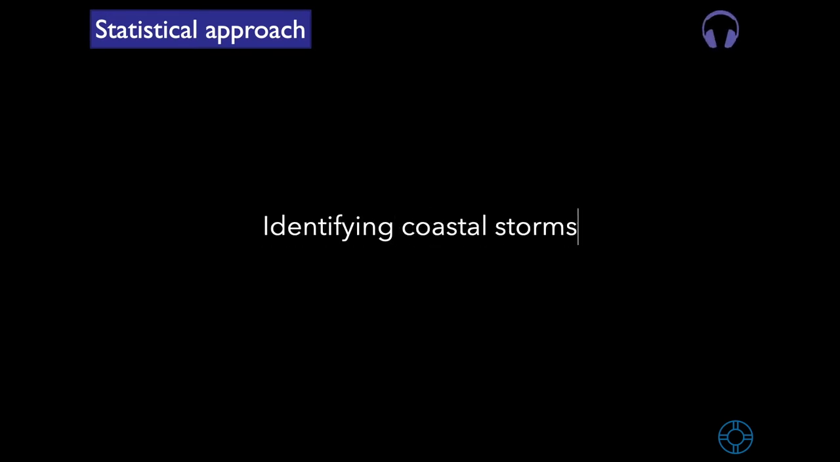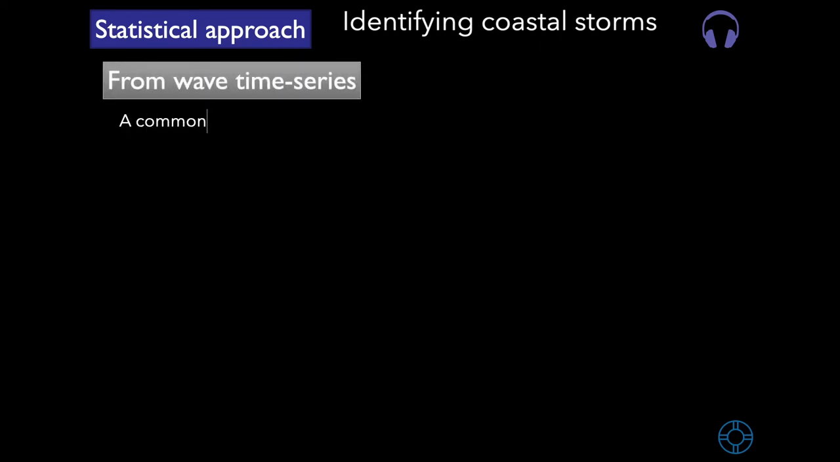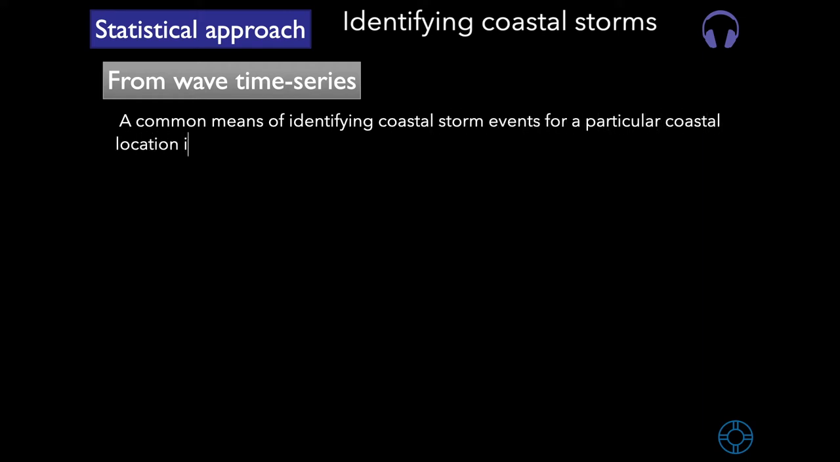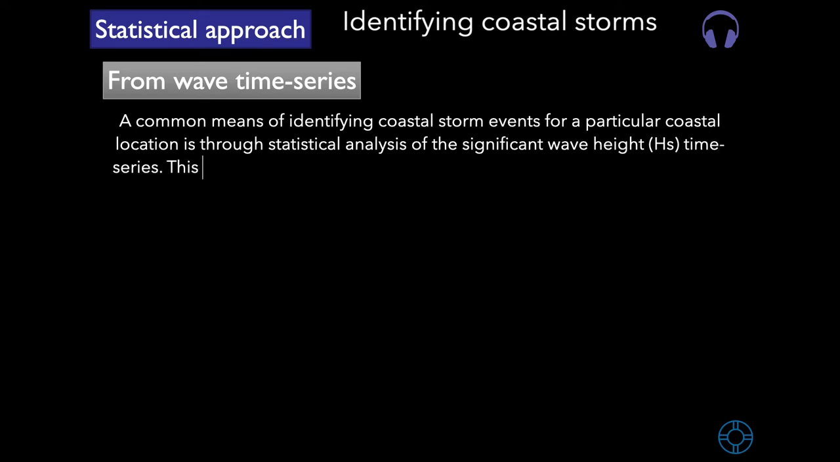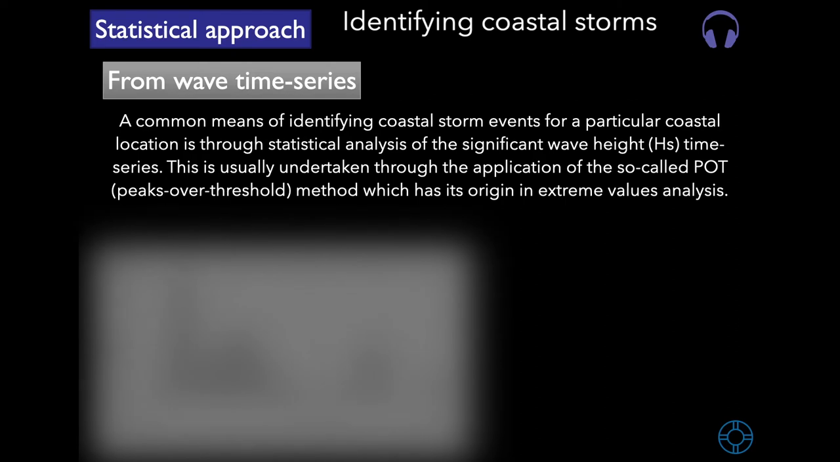Identifying coastal storms from wave time series. A common means of identifying coastal storm events for a particular coastal location is through statistical analysis of the significant wave height, HS, time series. This is usually undertaken through the application of the so-called POT, peaks over threshold method, which has its origin in extreme values analysis.